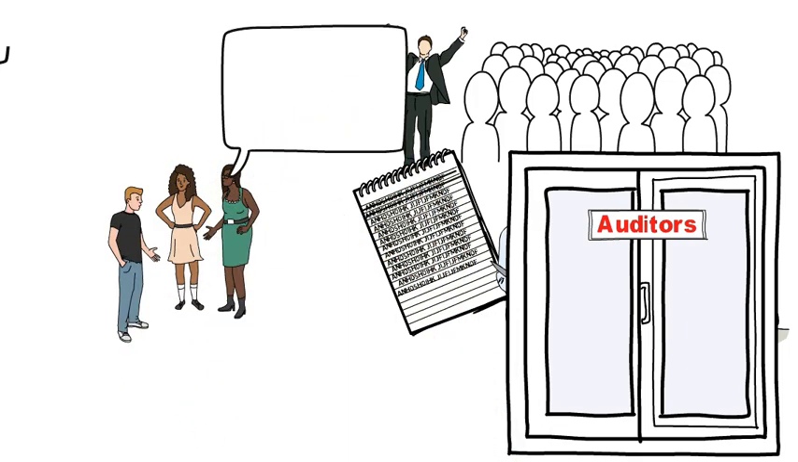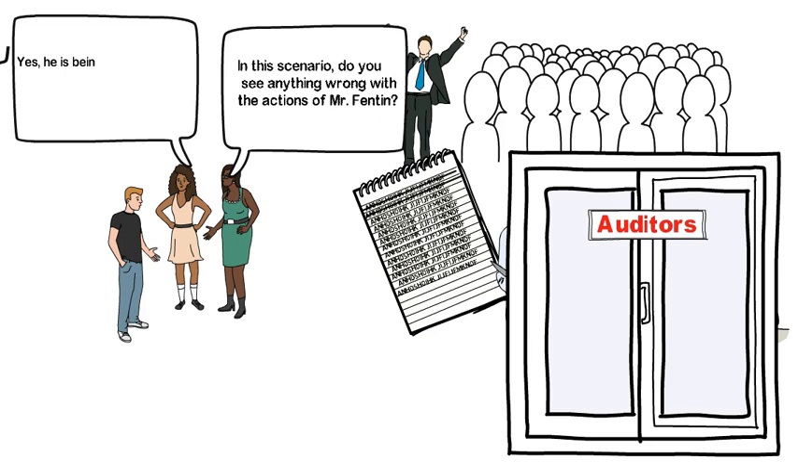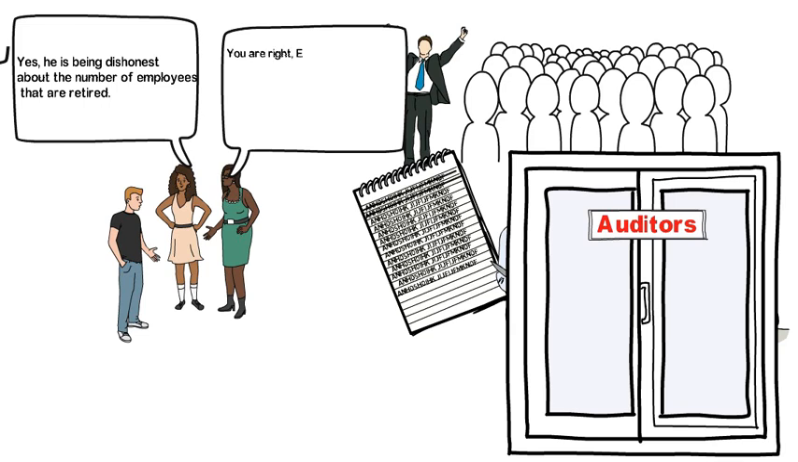In this scenario, do you see anything wrong with the actions of Mr. Fenton? Yes, he is being dishonest about the number of employees that are retired. You are right, Alum. Honesty is another element of integrity. It's sometimes used interchangeably with truth.